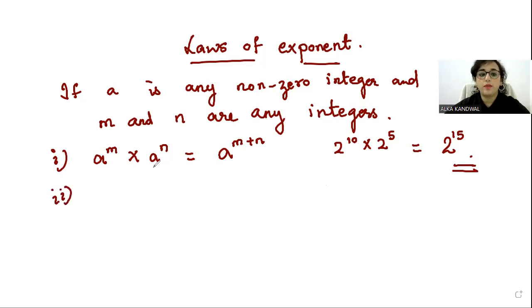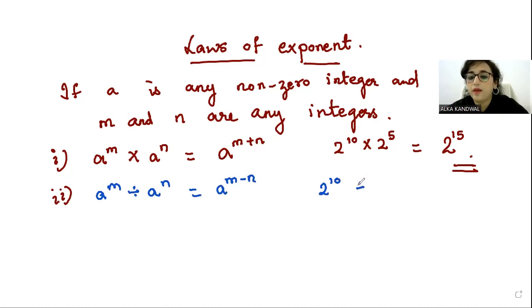a to the power of m into a to the power of n is equal to a to the power of m plus n. Now similarly, if the case is a to the power of m divided by a to the power of n, what will be the value? a to the power of m minus n. If I said 2 to the power of 10 divided by 2 to the power of 5, what will this become? Because the base is the same and we need to divide, we will just subtract the exponents.